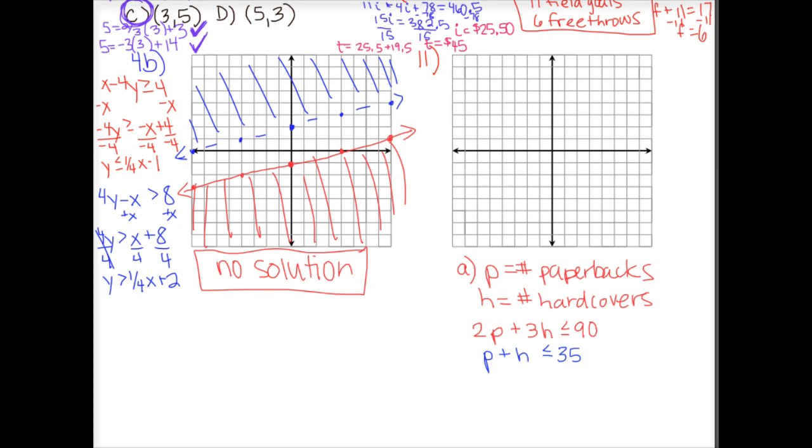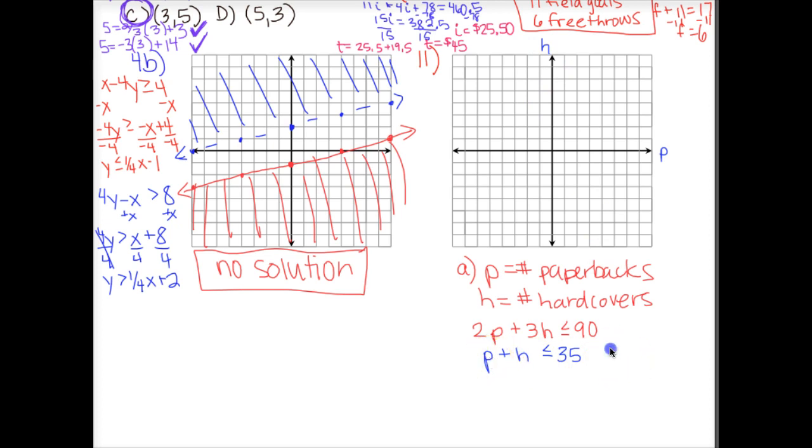So you could see from my graph that I put paperbacks on what would be the x-axis and hardcovers on the y. It doesn't matter if you do it the other way as long as you label. We only need the first quadrant here because of the real life situation. Number of books cannot be negative. So in order to graph this, because h is like my y variable, I am going to get it alone.